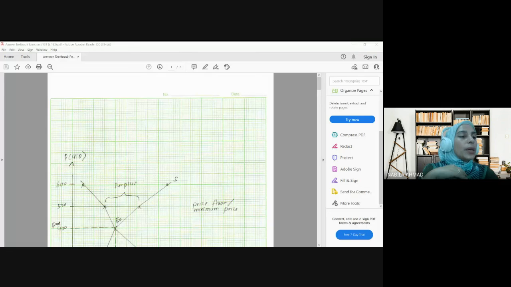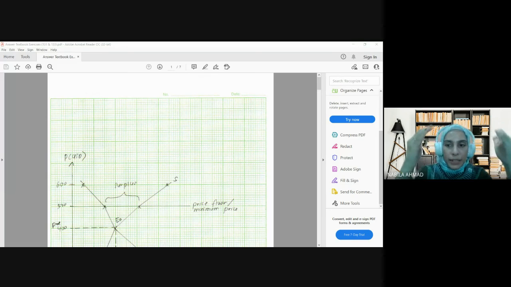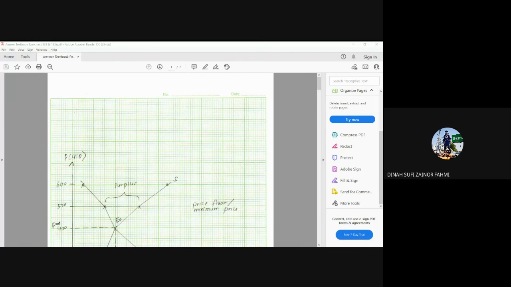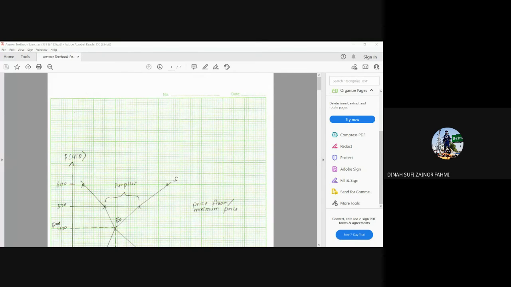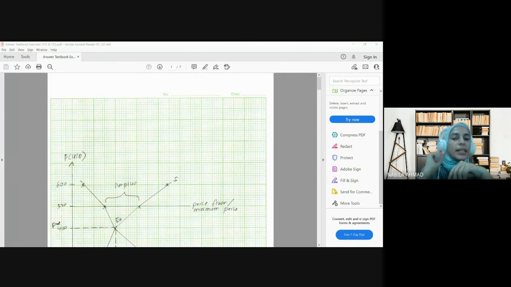Alright, 18. Which of the following situations results in the reduction of advertisement? So advertisement ni determinant of apa? Determinant of demand. So bila reduce in advertisement, apa berlaku? Kita lihat demand curve akan shift ke mana? Shift to the left. Okay, so movement dia dari mana shift dia tu? From C to D. Ya, jawapannya C, C to D.